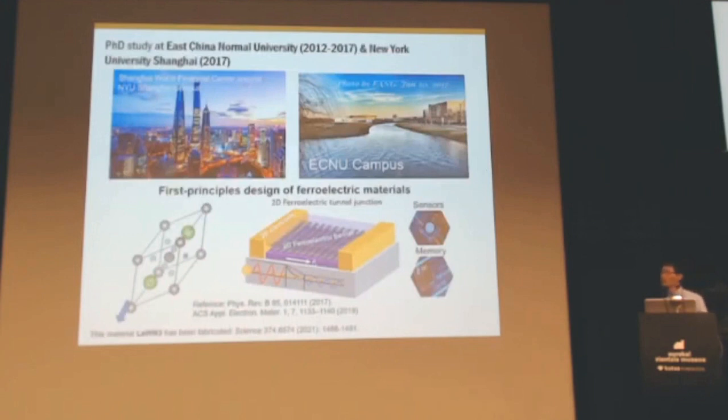After that, I got a PhD scholarship in Shanghai, so I moved to Shanghai and joined the East China University and the New York University Shanghai campus. There, I started to use first principles quantum mechanical methods to design materials, for example, ferroelectric materials that can be used in sensors and memories. We predicted some new ferroelectric materials and proposed some memory device models.